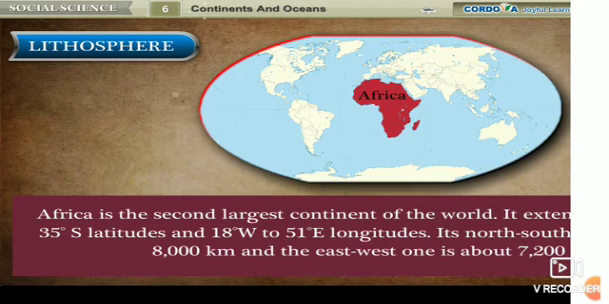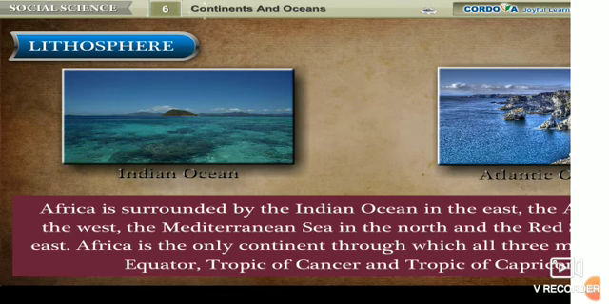Africa. Africa is the second largest continent of the world. It extends from 37° north to 35° south latitudes and 18° west to 51° east longitudes. Its north-south extent is nearly 8,000 kilometers and the east-west one is about 7,200 kilometers. Africa is surrounded by the Indian Ocean in the east, the Atlantic Ocean in the west, the Mediterranean Sea in the north and the Red Sea in the northeast.